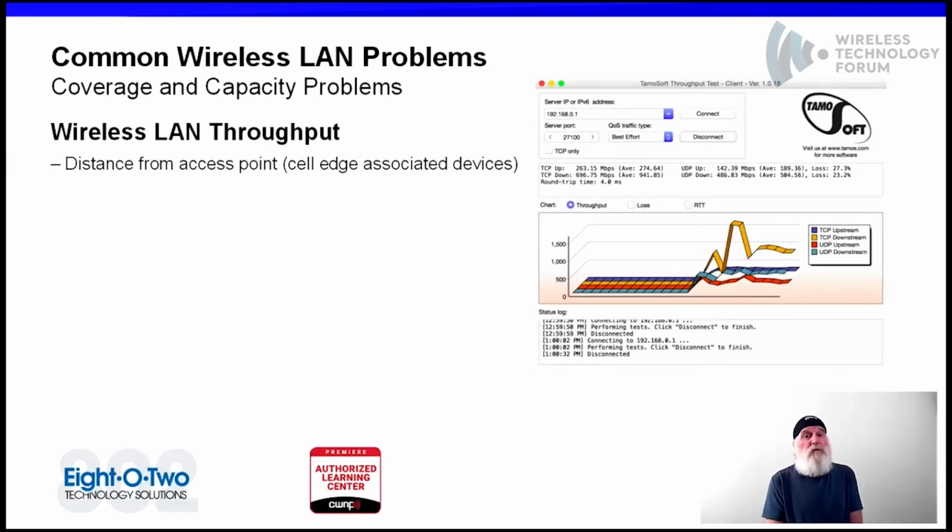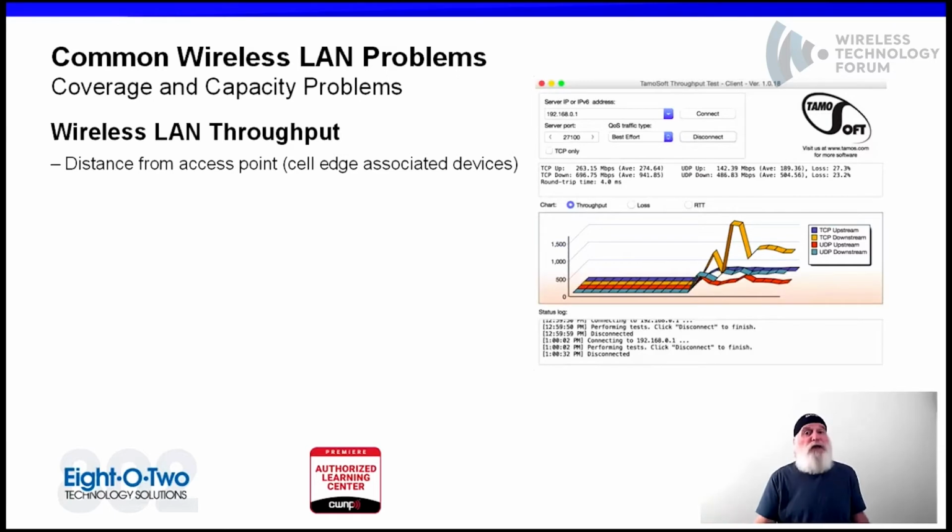Wireless LAN throughput, making sure the proper throughput is there. What can cause throughput issues? Distance from the client device. How far is the client device from the actual access point? That distance is going to put you on the fringe of a cell, for example.